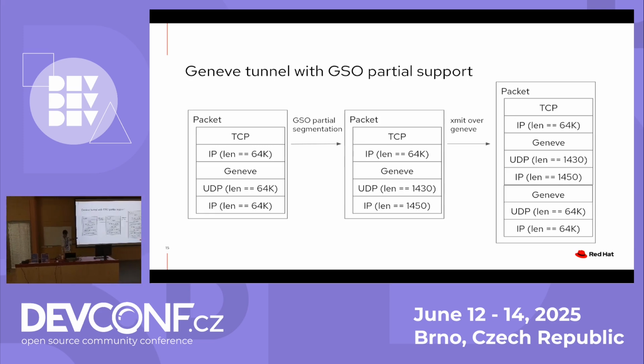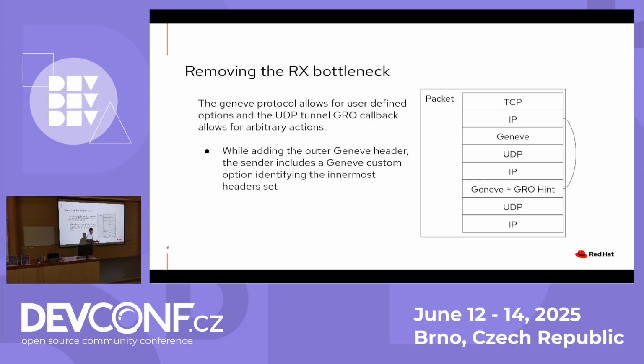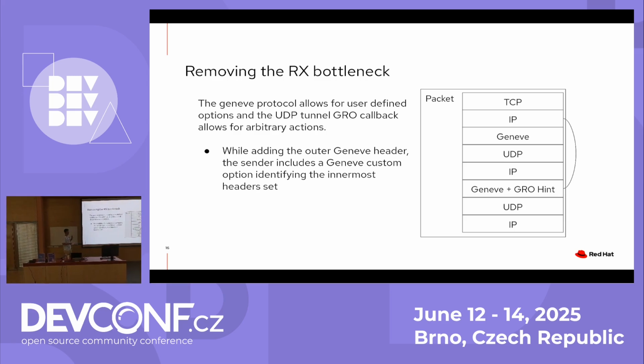So far, so good. We are now able to transmit a GSO packet from the OCP pod up to the wire, almost unmodified. But we still need to handle the other direction, the receive path. On the receive path, we still have the problem of double encapsulation. We need to teach GRO how to handle double encapsulation. And doing it in a generic way is substantially impossible, but we can use some help from the Geneve protocol.